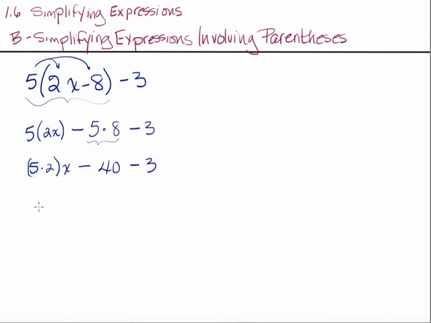Now, 5 times 2 is 10, so I have 10x minus 40 minus 3, minus 43. This is my final answer.